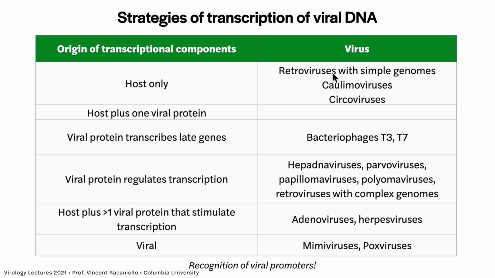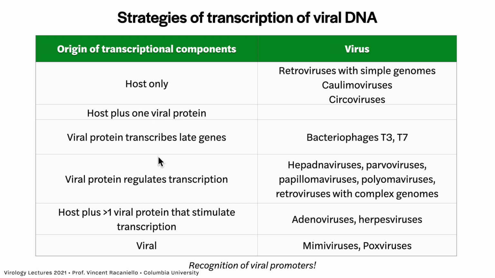So some viruses, retroviruses, the polymerase is a virus of cauliflower, right? And circoviruses that infect us. Everything comes from the cell. No part of the transcription machinery is viral. Then we have a number of examples of host plus one viral protein.